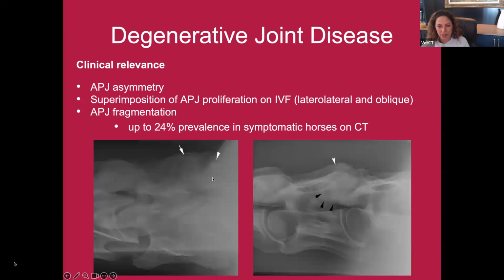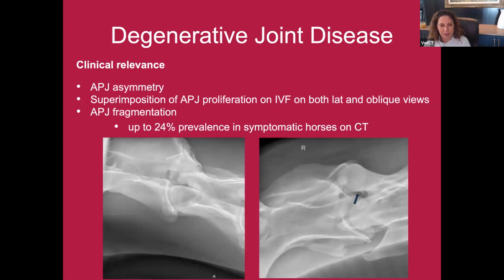I also just wanted to point out some of the nice lytic changes we have in this articular process joint. So the white arrows are pointing to those. So asymmetry has a little bit more weight for me towards clinical relevance.